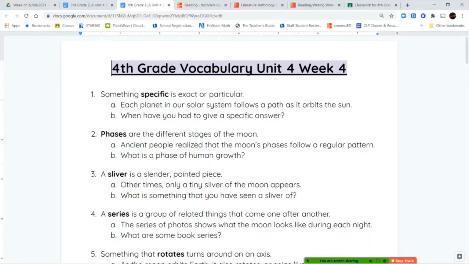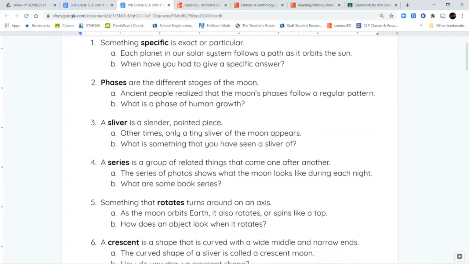Next, we have the word sliver, not silver, even though that has the same letters, sliver. Sliver means like a really thin piece. A really thin pointed piece. So the crescent moon shape, right? It's a sliver shape. It's pointy and thin. You can just barely see it. If you have pie and you cut just a sliver, you're taking a teeny tiny, really skinny piece. So keep that word in mind. Phases and sliver are both going to be related to the moon, just like we were talking about.